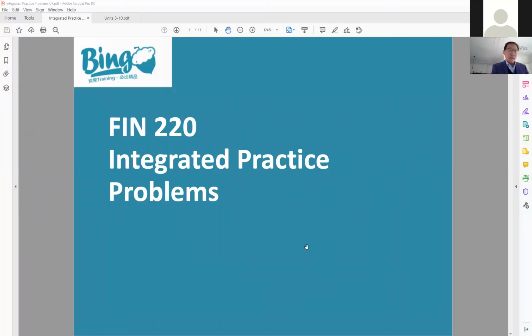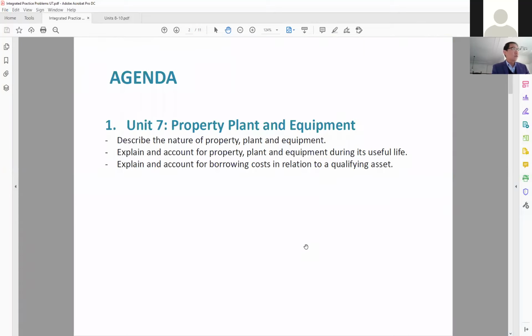So in terms of the integrated problem, hopefully you can see the screen in front of you. This one here is really designed to wrap up all of the major learning outcomes in Unit 7. So in particular, we're here to look at how do we classify PPE, how do we explain and account for PPE, both in the inception and also throughout the duration, and what do we do with respect to borrowing costs.